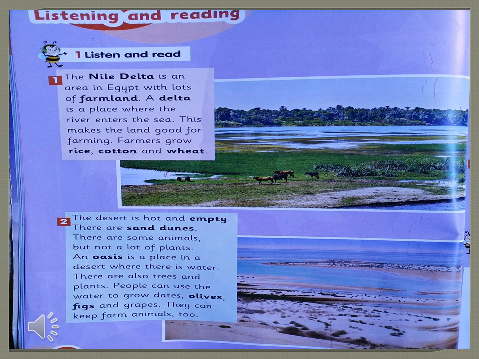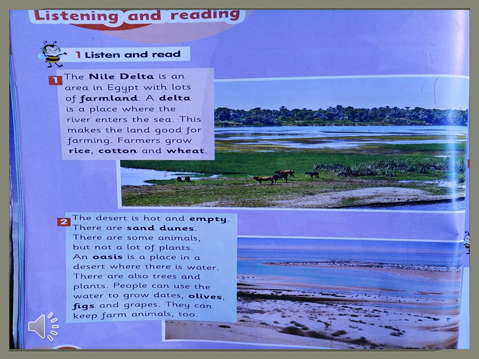So the first place we have here, the Nile Delta. A delta is a place where the river enters the sea. So we have lots of farmland in this place. Okay, and this farmland is very good for farming. Farmers there grow rice, cotton, and wheat. So this is the first place, which is the Nile Delta.